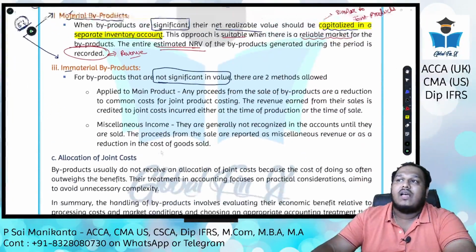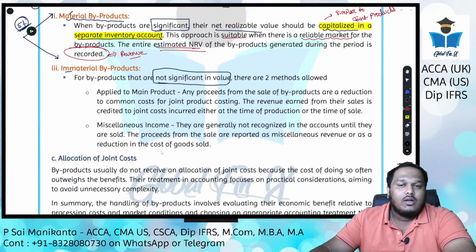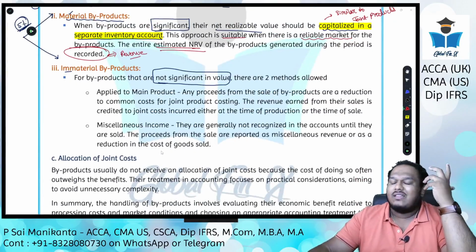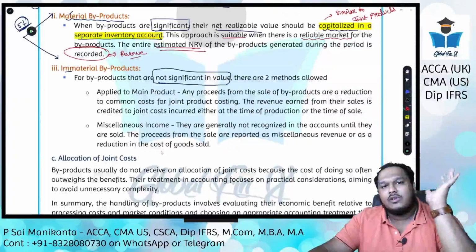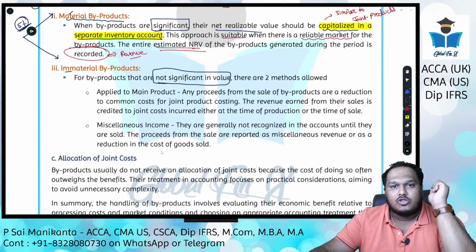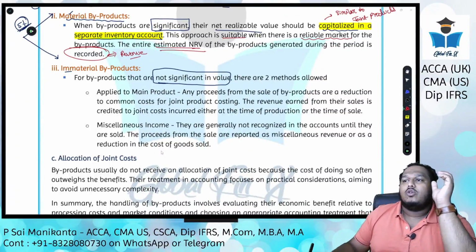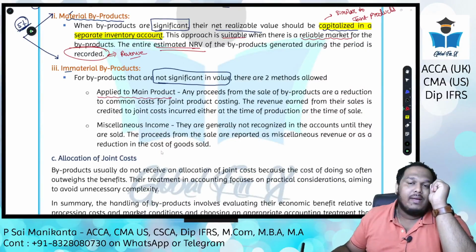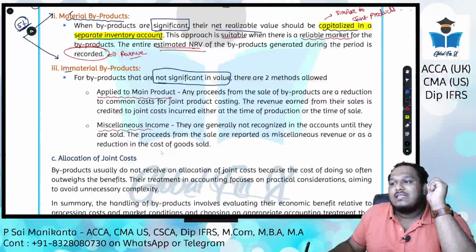Okay, sir, what if they are immaterial? Like we are getting say $5,000 by selling the byproducts. Nothing crazy. Very simple. Just we are going to get an extra $5,000. What should we do? Keep it simple. So you have two options. What are the two options? One is you can apply that to a main product and the other one is miscellaneous income.